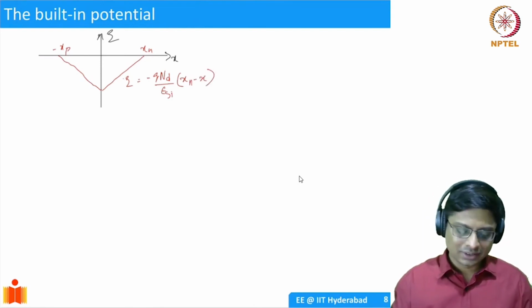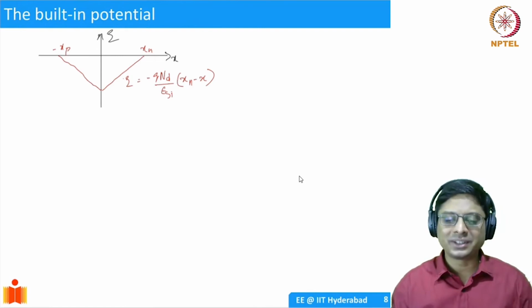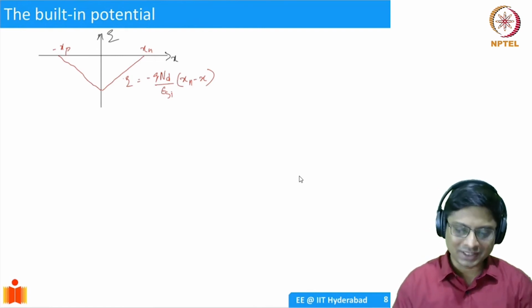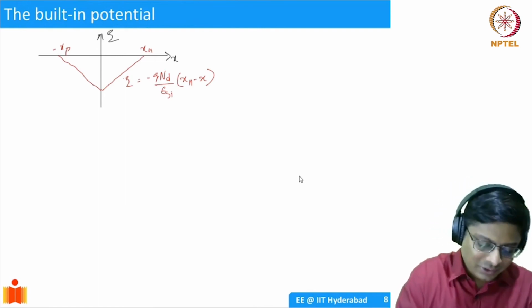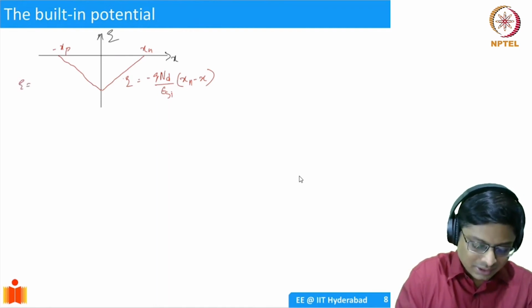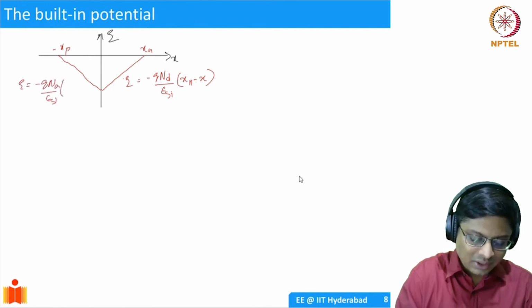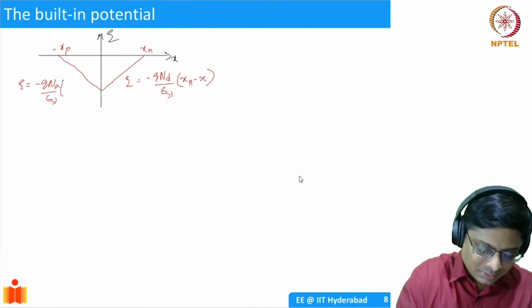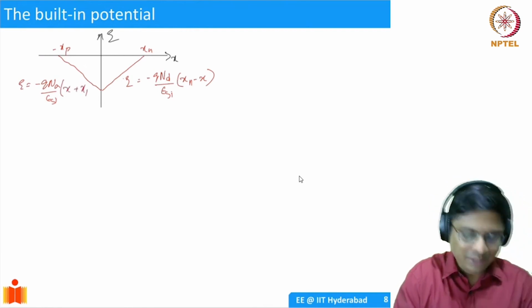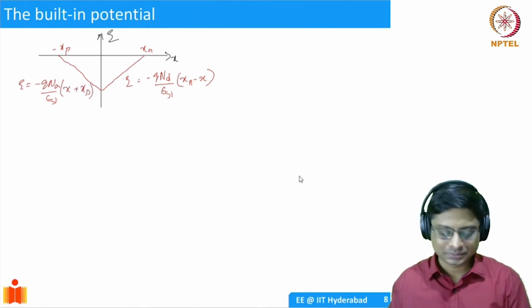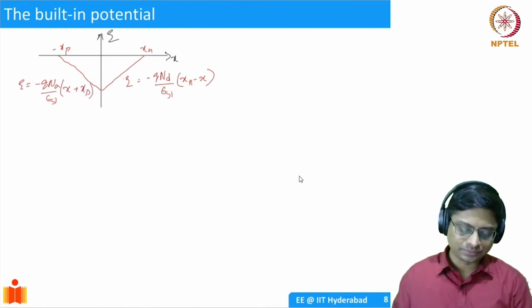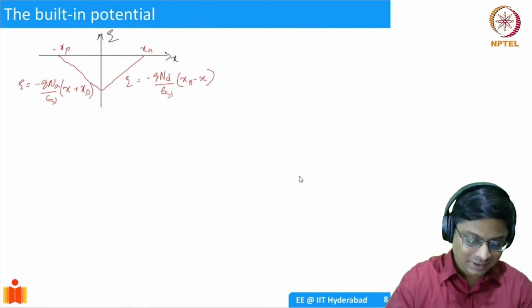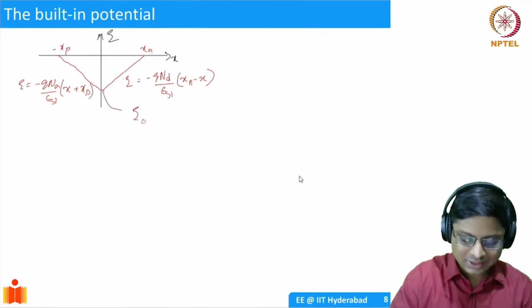If you try to memorize these equations, it will be difficult, so I would advise you to simply think about it this way. What will be the electric field on this side? It is going to be the same, minus q NA divided by epsilon silicon times, now at x equal to minus Xp it's going to be 0, so it has to be x plus Xp, so that whenever I put x equal to minus Xp, it goes to 0. So these are the equations. What is the peak electric field? Let's call this E naught, E at 0, the peak electric field.